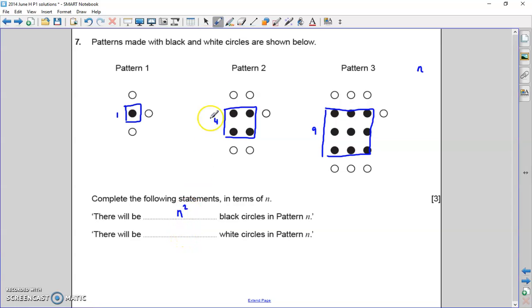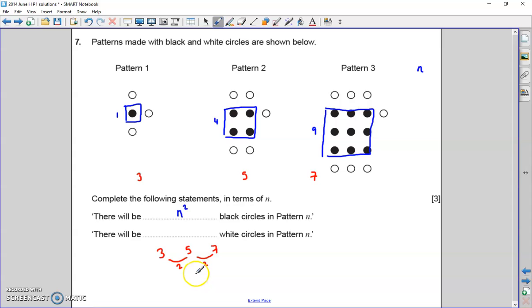Okay. For the white circles, it might be easier here to actually write down how many there are. So we've got 3, then we've got 5, and then we've got 7. And straight away I notice that's a linear sequence, as in it goes up by the same amount every time. It goes 3, then 5, then 7. The gap is 2. It's a linear sequence.